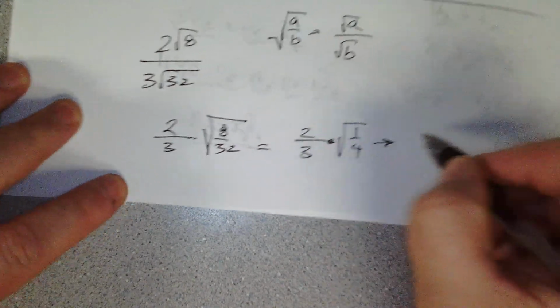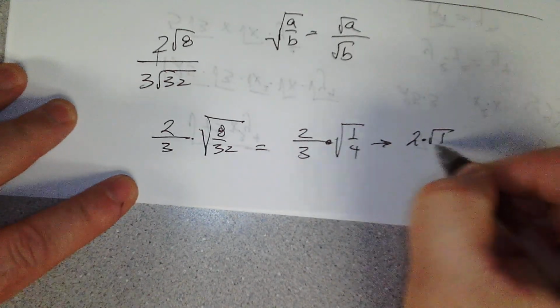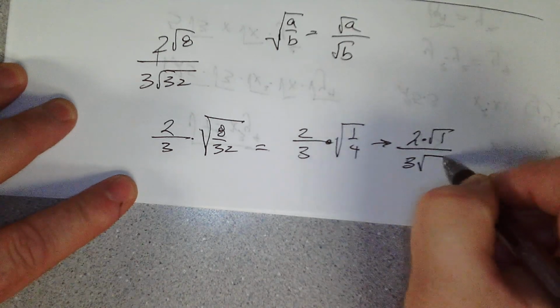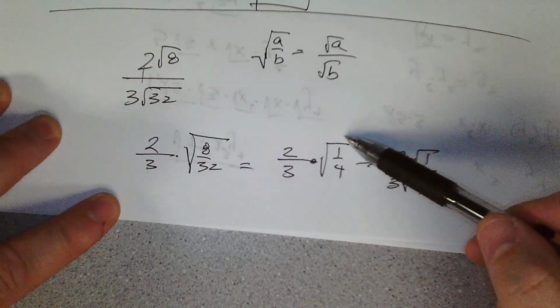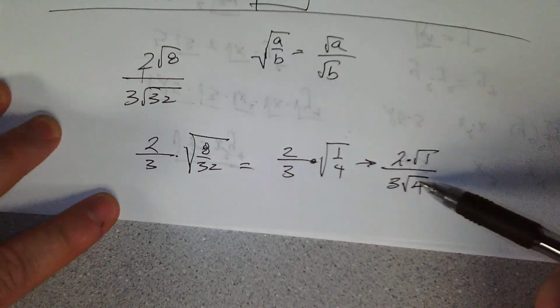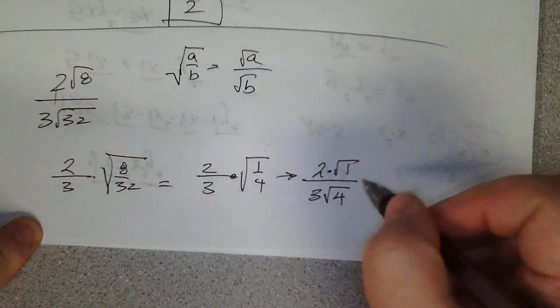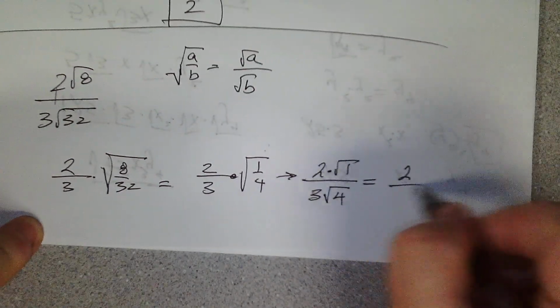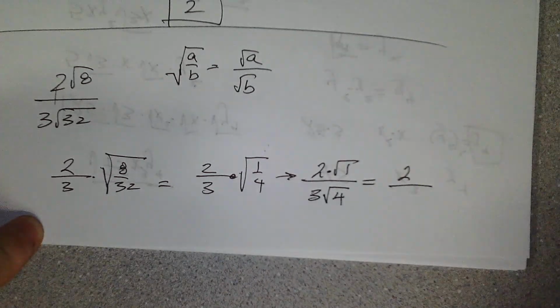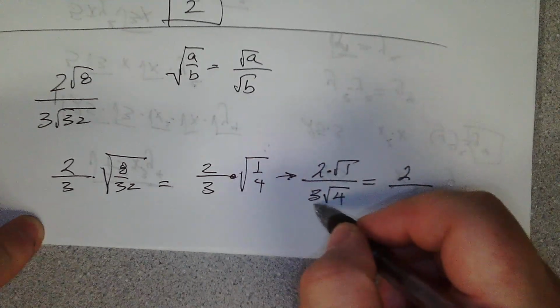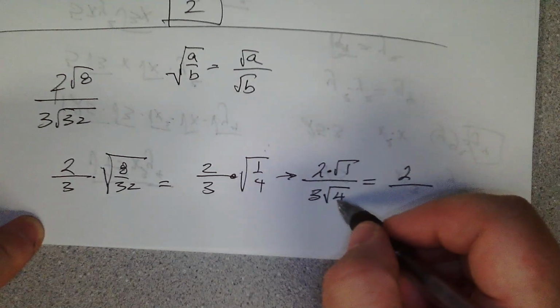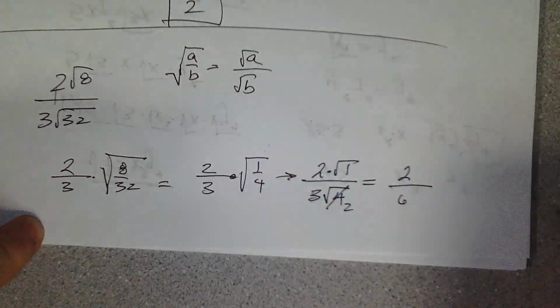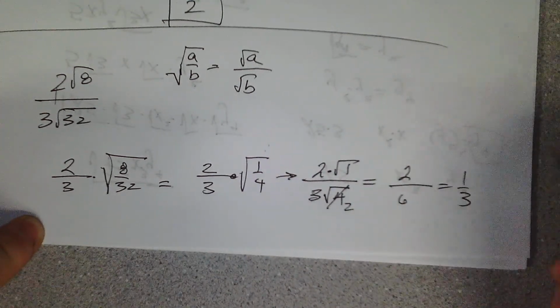You don't have to rewrite it like this if you don't want to, but you can break it apart again. You see, sometimes dealing with it like this is easier, but sometimes dealing with it like this is easier. So this is saying, what squared is 1? Well, that's just 1. 2 times 1 is 2. You don't need to write 1, right? And this is 3 times the square root of 4. Well, the square root of 4 is 2. 3 times 2 is 6. That's 1/3. You have to reduce.